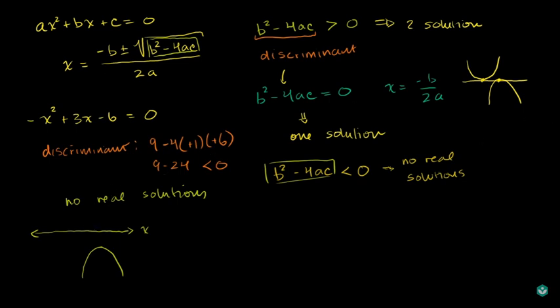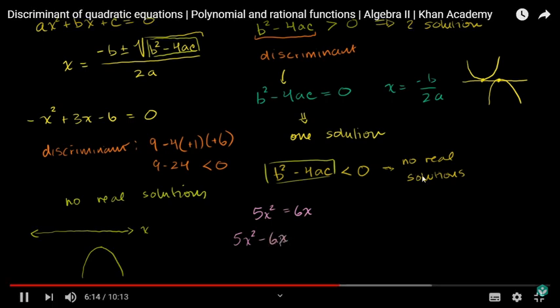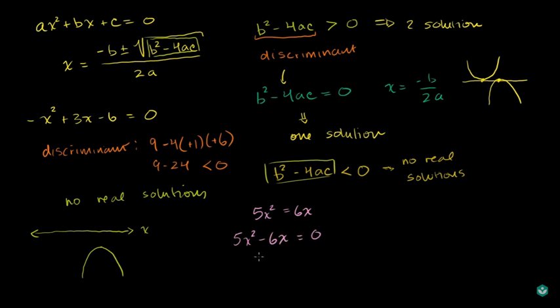Let's do another one. Let's say I'll do this one in pink. Let's say I have the equation 5x squared is equal to 6x. Well, let's put this in the form that we're used to. So let's subtract 6x from both sides, and we get 5x squared minus 6x is equal to 0. And let's calculate the discriminant. So we want to get b squared. b squared is negative 6 squared. So negative 6 squared minus 4 times a times c.